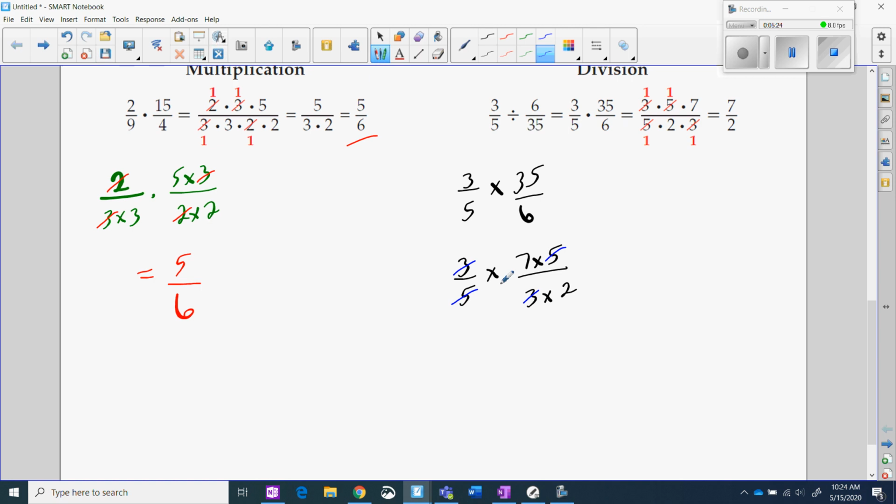And when I say get rid of, I just mean that they divide, because 5 divided by 5 is 1. 3 divided by 3 is 1, leaving me with 1 times 7 times 1 in the numerator, 7. 1 times 1 times 2, 2 in the denominator. So factoring out these numbers allowed me to cross out these common factors and get to my answer.